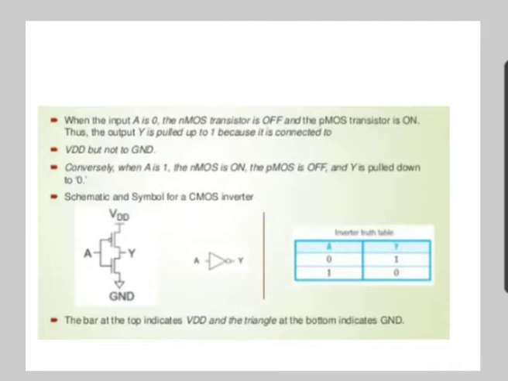When input A is 0, the NMOS transistor is off and the PMOS transistor is on. Thus output Y is pulled up to 1 because it is connected to VDD but not to the ground. In the diagram it is shown. Conversely, when A is 1, the NMOS transistor is on and the PMOS is off, and Y is pulled down to 0. So it is the pull-down transistor. The bar at the top indicates VDD and the triangle at the bottom indicates ground.